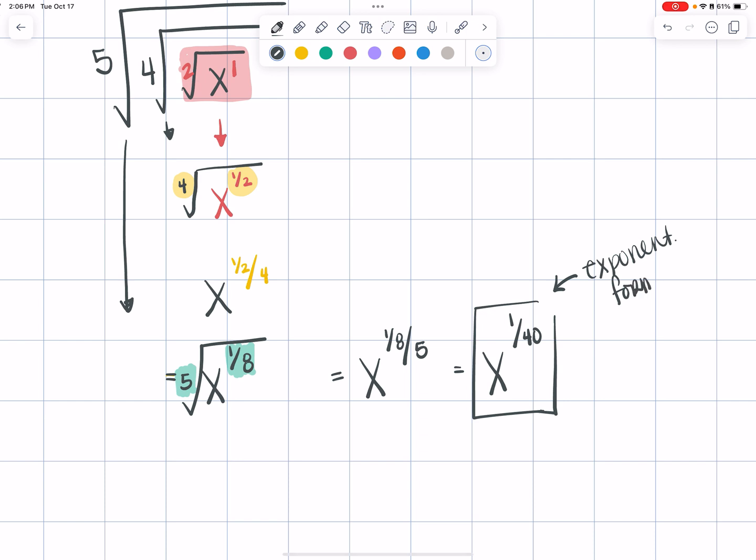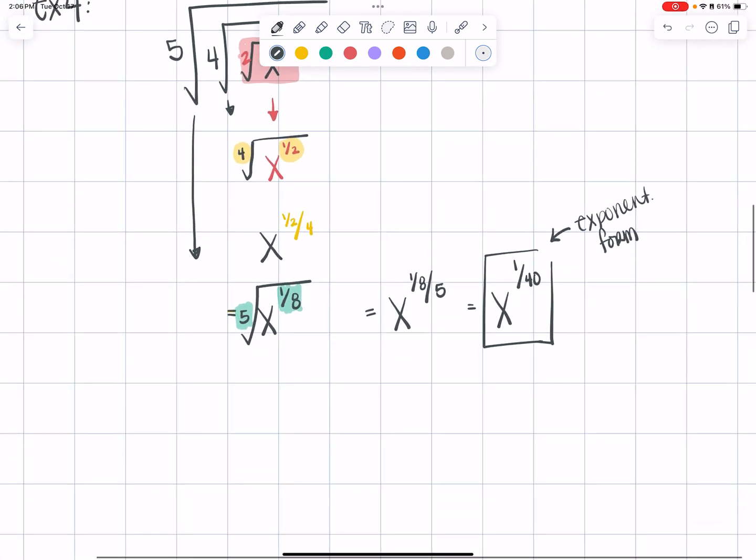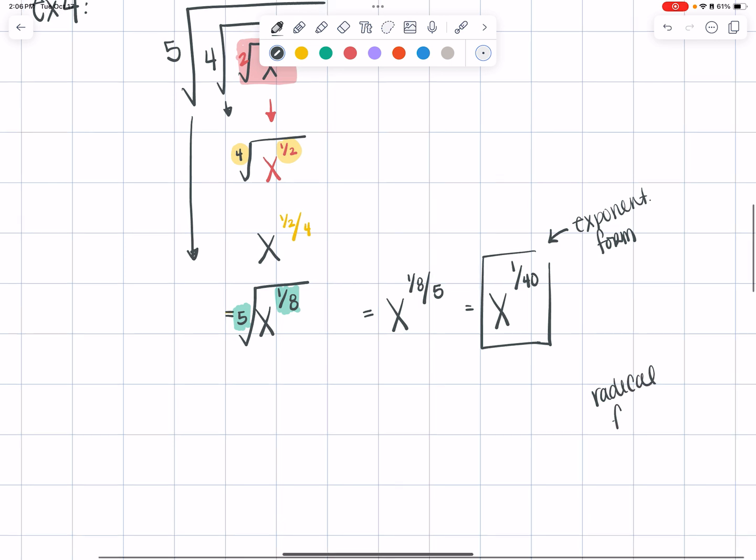Or if the question said to write it in radical form, I would just use that property the other direction. And that would be the 40th root of x. So either one of those would be correct.